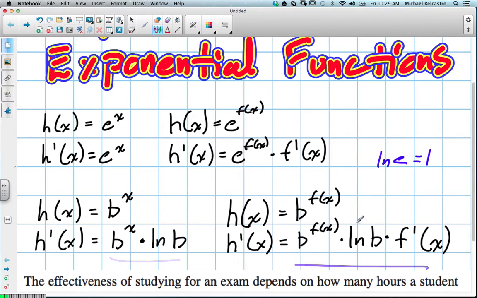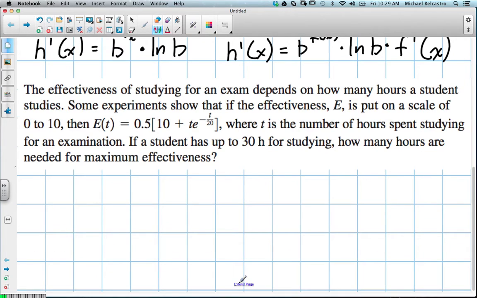Okay? So let's get into our question. The effectiveness of studying for an exam, you should write this down, depends on how many hours a student studies. Some experiments show that the effectiveness, denoted as E, is put on a scale between 0 and 10. Then the effectiveness in reference to T, I assume T is the number of hours spent studying, is equal to this equation. If a student has up to 30 hours for studying, how many hours are needed for maximum effectiveness? Okay, so effectiveness is measured from 0 to 10. You have up to 30 hours to study.